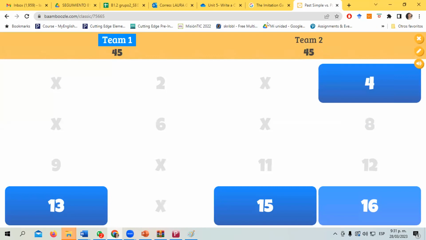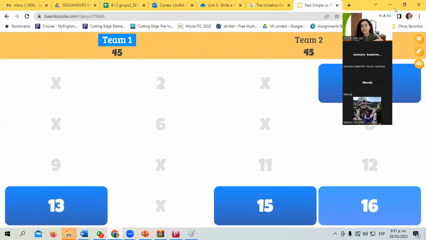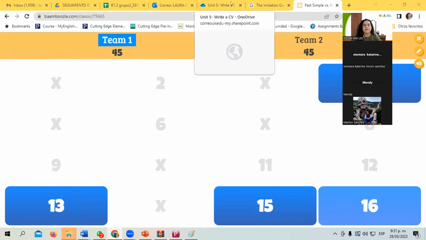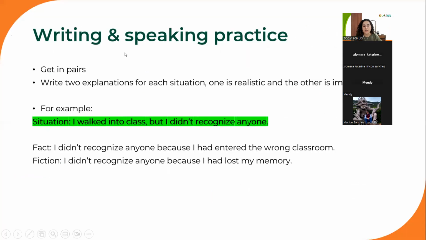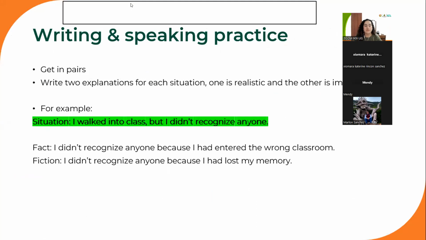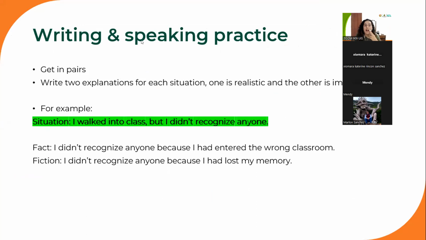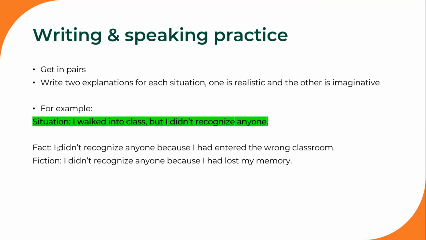Estamos empatados. We are not going to finish the activity because we have another one, writing and speaking, and I want you to have enough time to finish it in class. So we are going to stop with this for now and start our next activity. Let me explain to you what we have to do in this part. I will send you the link for you to write. So you are going to get in pairs, in couples, and I will show you different situations, okay? You are going to write 2 explanations for each situation. One is realistic, so for real life, and the other can be fiction, like creative or imaginative, all right?